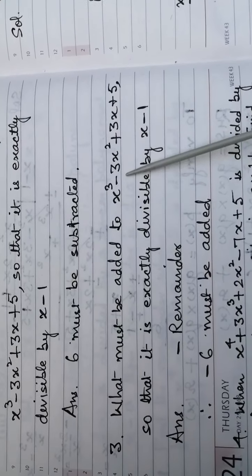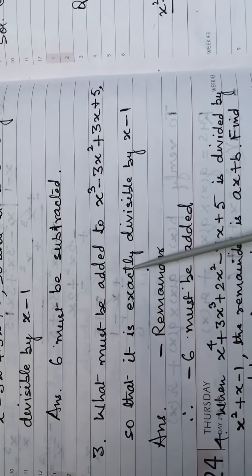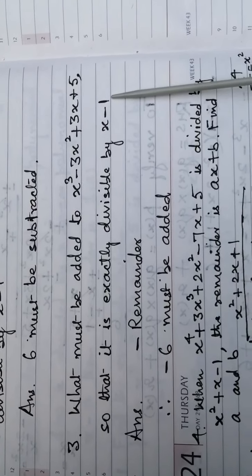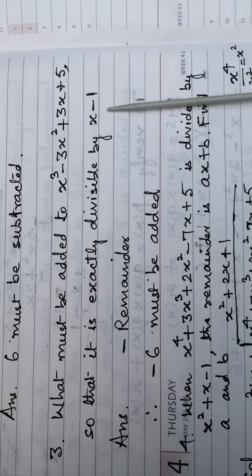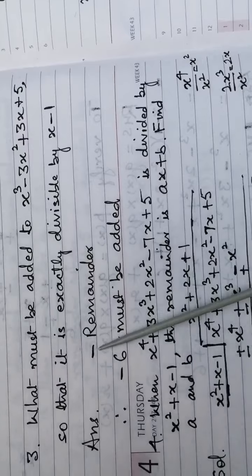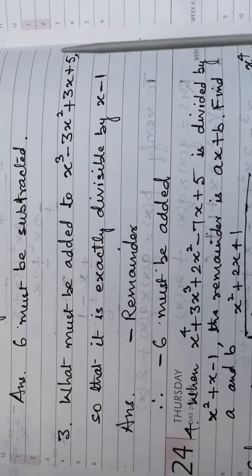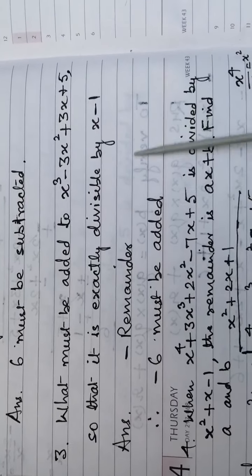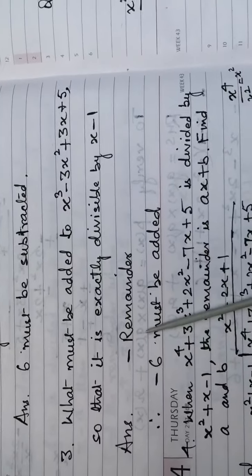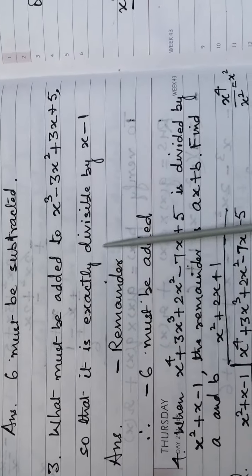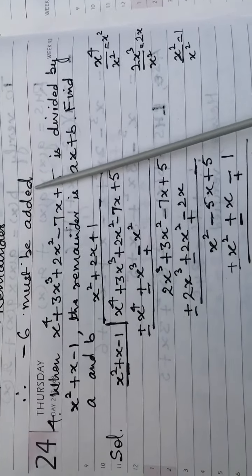What must be added to x cube minus 3x square plus 3x plus 5 so that it is exactly divisible by x minus 1. Now here, whatever is the remainder, take minus sign with the remainder, that will be the answer, right? When we are doing what must be subtracted, whatever was the remainder, that was the answer. When we are doing what must be added, your answer will be minus with the remainder. So the remainder was 6, so minus 6 must be added.